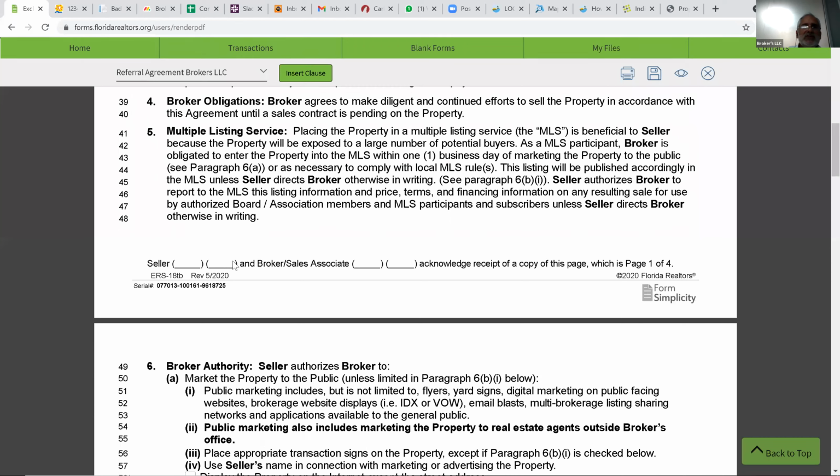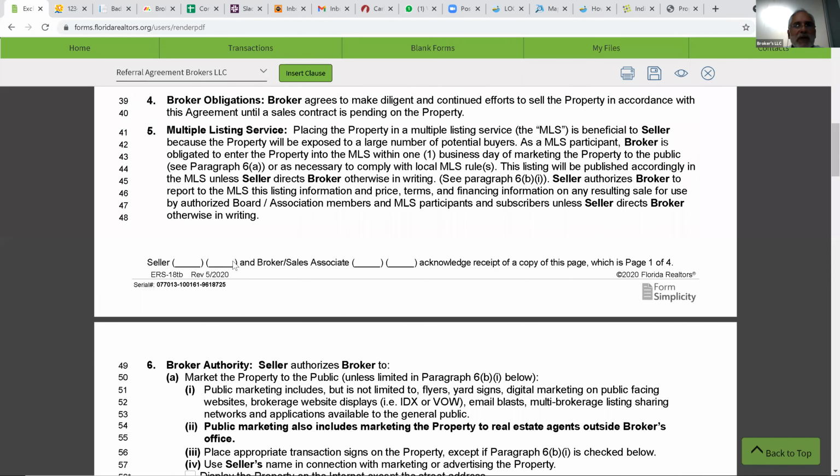Broker obligations, well, we all agree that we have to do our best effort to get a buyer on this property. That's the goal of the seller. Of course, that's our goal also. Otherwise, we're not getting any commission.